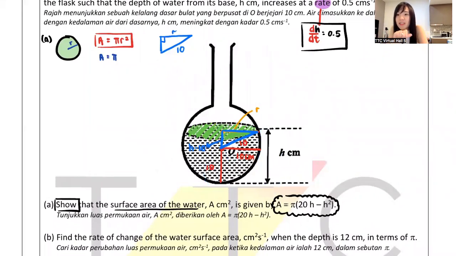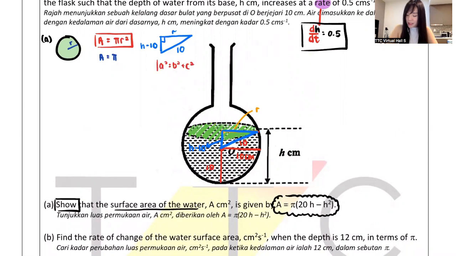I got one student tell me 10 minus H, my dear. H is longer, 10 is shorter. What made you think that the 10 can minus the H? It should be H minus 10. Saw it? With that, I think I can find the R now. How do I find it? Using Pythagoras theorem.